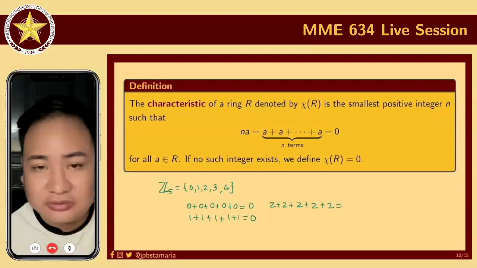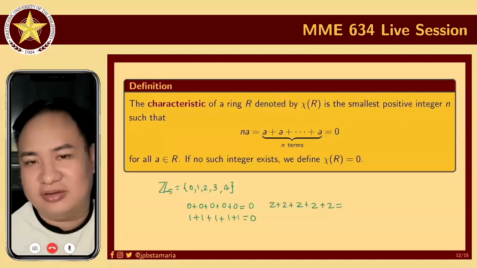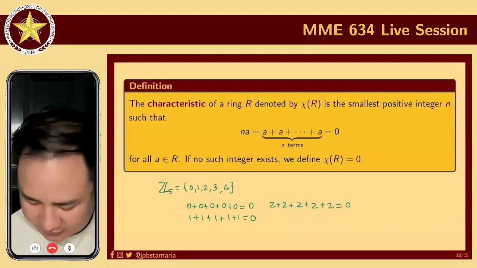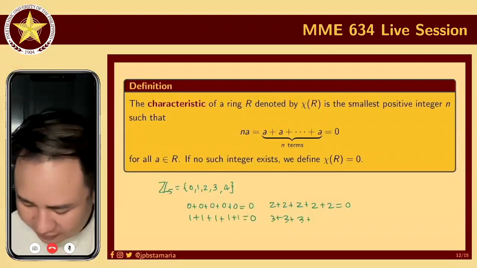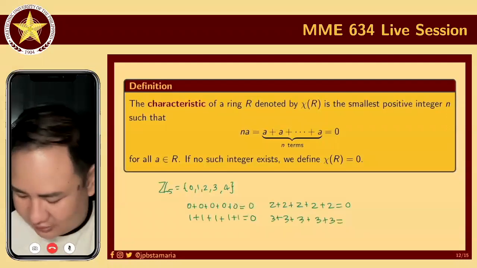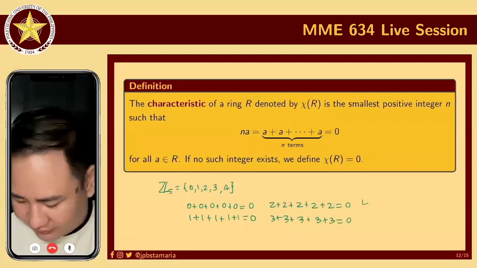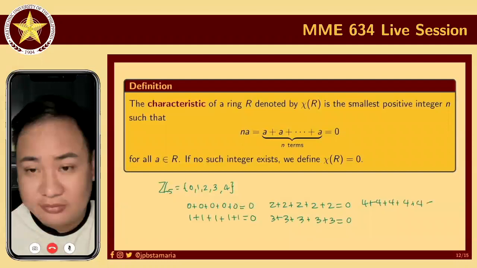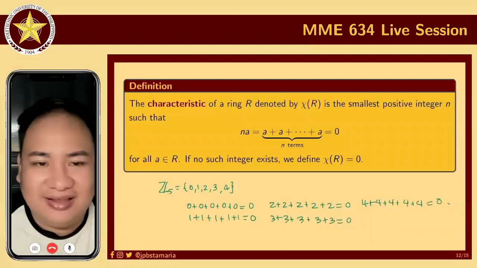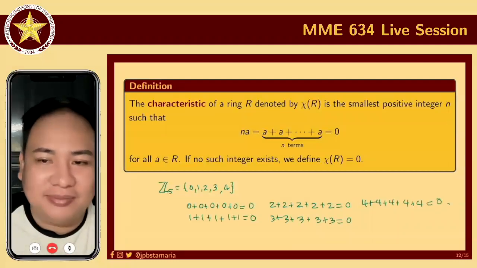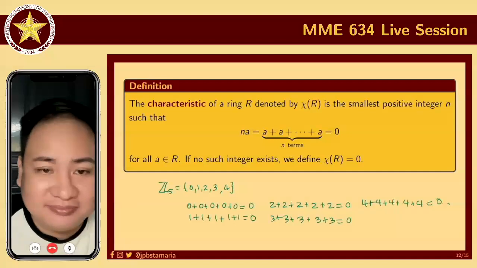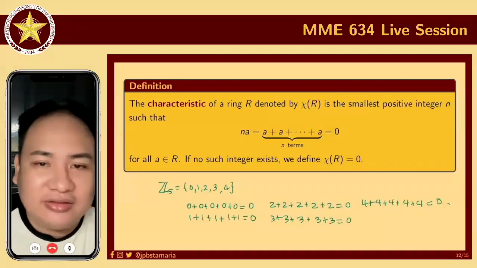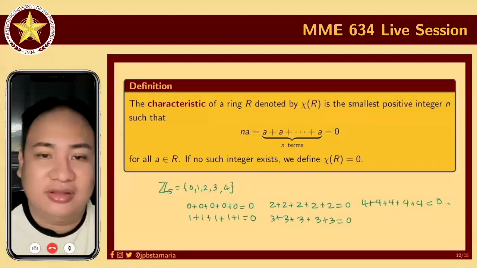Ano ba yung 2 plus 2 plus 2 plus 2 plus 2? 10 yan eh. Modulo 5, 0. 3 plus 3 plus 3 plus 3 plus 3, 15. 0. Diba? 4 plus 4 plus 4 plus 4 plus 4, 20. 0. Na? And 5 is the smallest number na mangyayari ito. Ang tawag natin dun sa 5 na yon, you call that the characteristic of the ring.